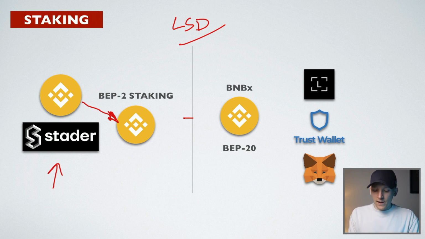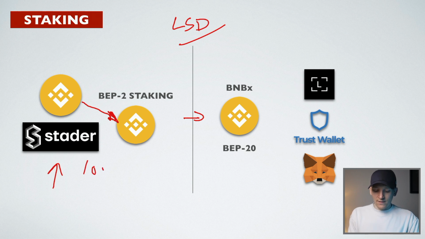But on the other side, what they do is create this new token called BNBX. It's called a liquid staking derivative because it's a token that accrues staking rewards from what Stader are doing, but you can have it on the smart chain, the BEP20 chain, which is where people want it, and you can hold it in a ledger or a MetaMask very easily.